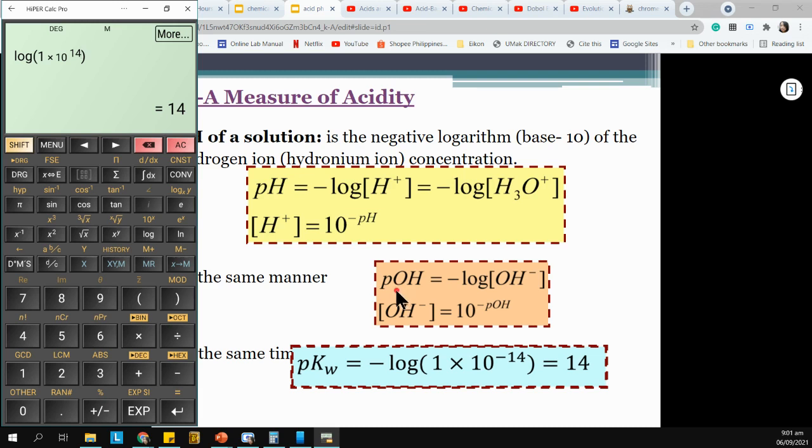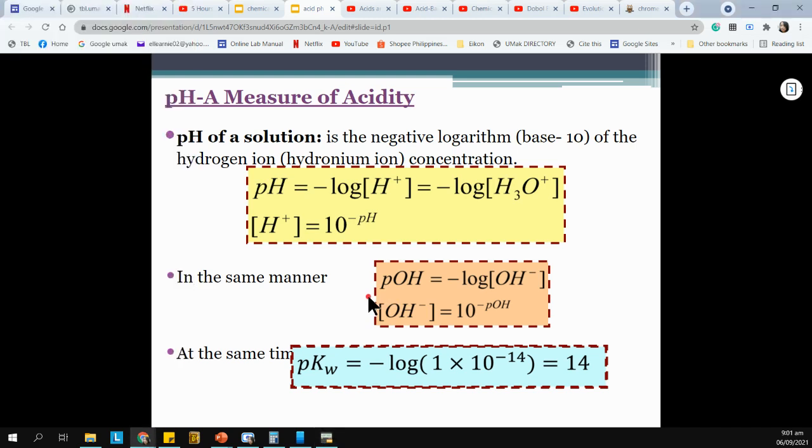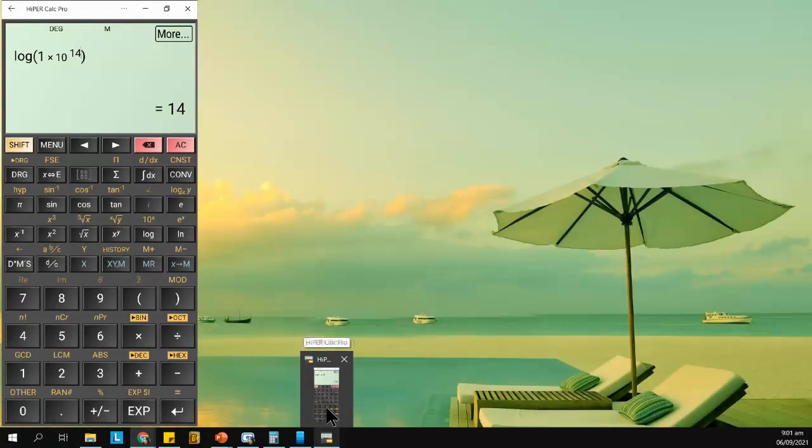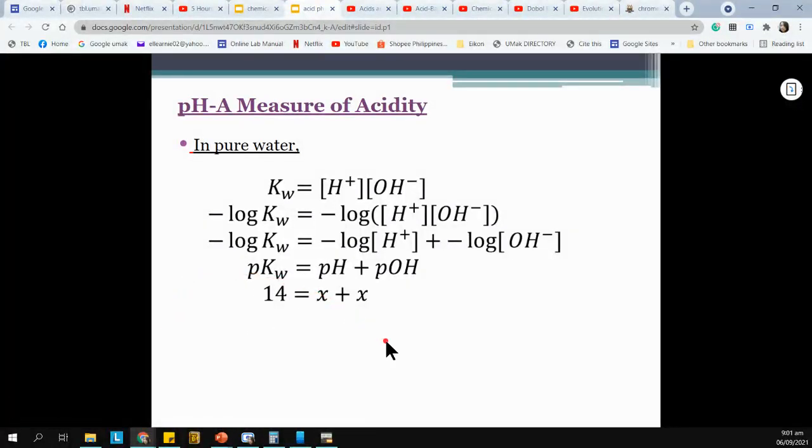This is the expression, kung sa pH, hydrogen, this is the power or equilibrium constant ng water, pure water. Kung sa pH, sa hydrogen ion, pKW is the concentration for water. So let me go back to this one.